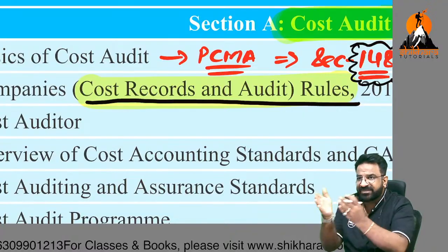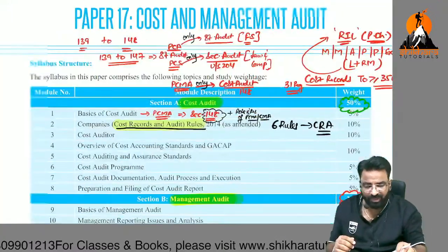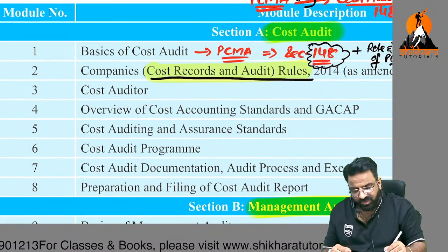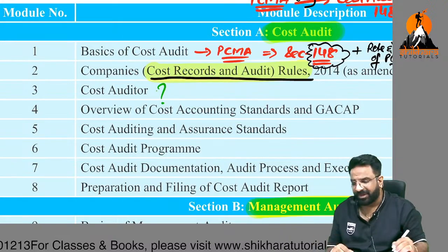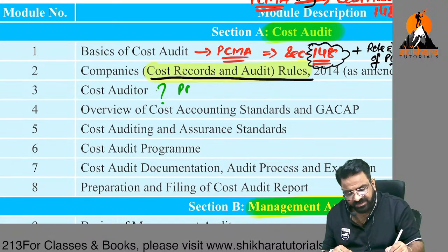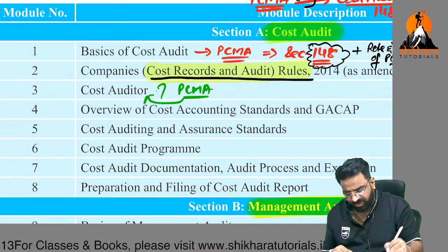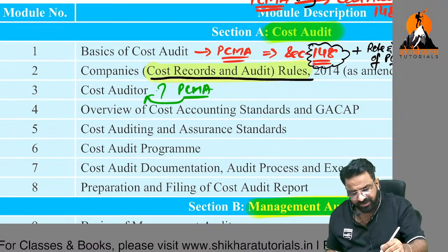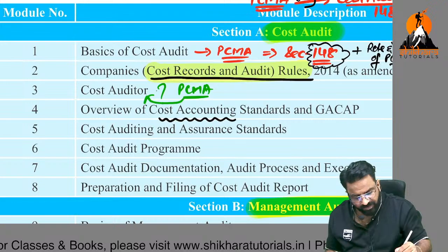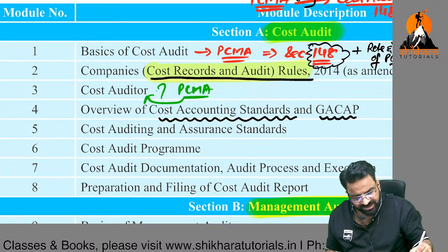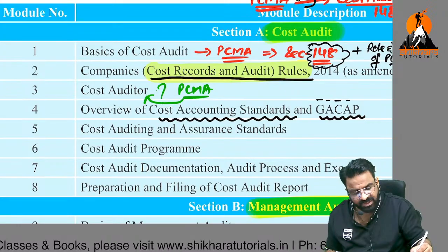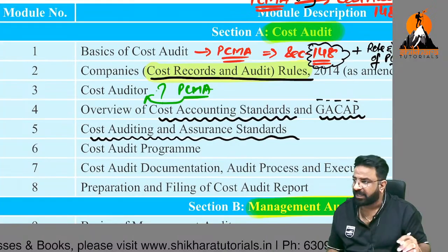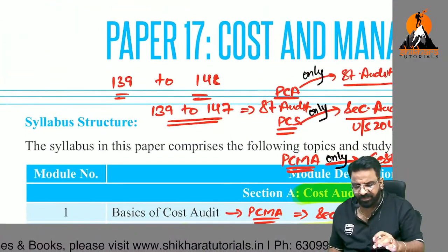So cost records have separate rules, and cost audit has separate rules. In total, there are 6 rules we have to do. In the next point, we will understand who is a cost auditor, which I already told you. The one who is a practicing CMA is known as the cost auditor. Then, two very important and very interesting chapters. Chapter number 4: Overview of Cost Accounting Standards and GACAPs, Generally Accepted Cost Accounting Principles. And the next chapter is Cost Auditing and Assurance Standards.